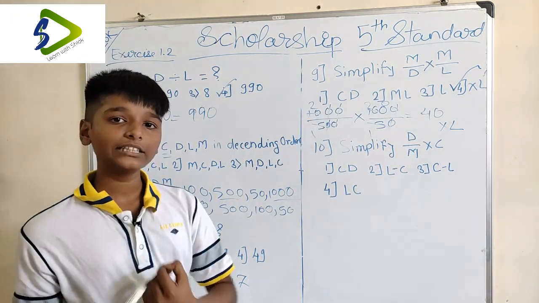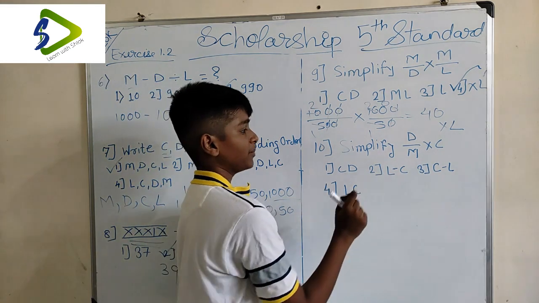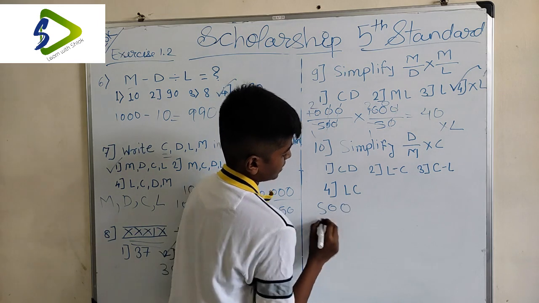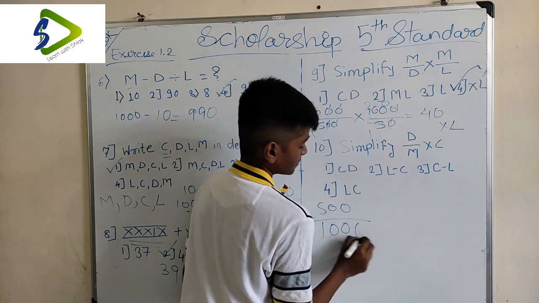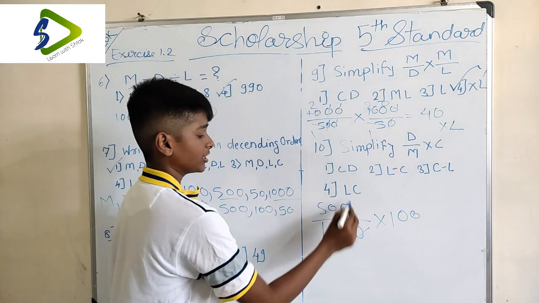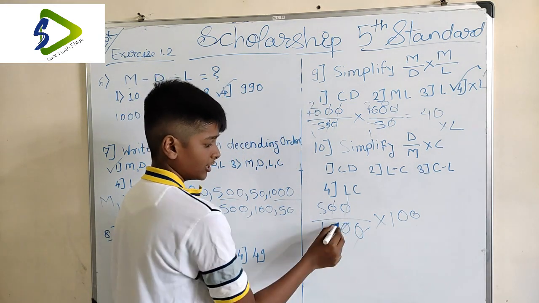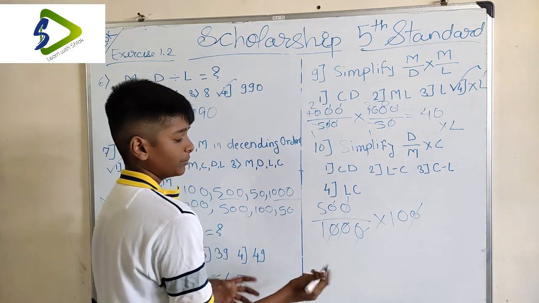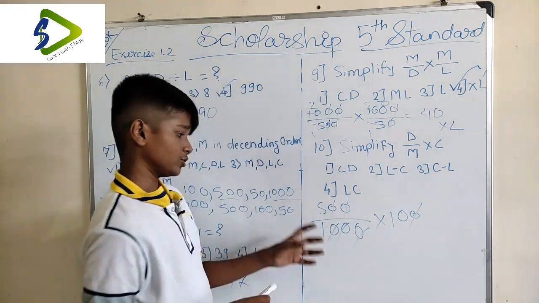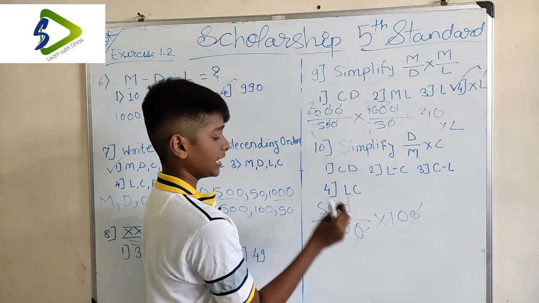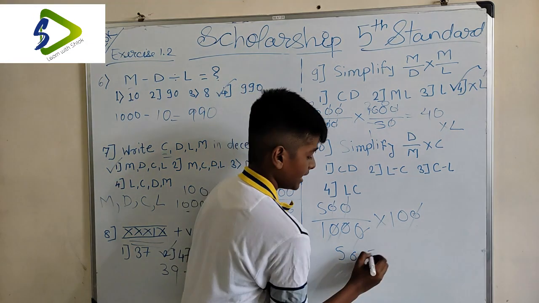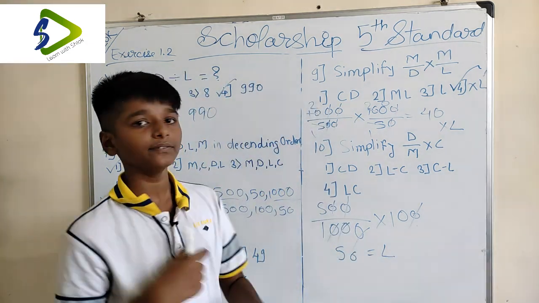Now the last question, 10: simplify D by M times C. D is 500, M is 1000, times C, which is 100. Here also you can cut this 0 out, this 0 out, this 0 out, this 0 out. So what becomes? 5 times 10. 5 times 10 is 50, and 50 is written as L, but here in the options they have not given 50.